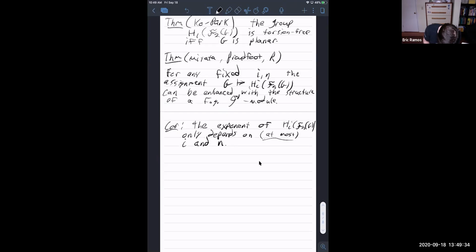So let me just say, in fact, we can get rid of this N dependence. Basically, all that I'm saying is we can actually get rid of the N dependence. So for graph configuration spaces, for any number of points, the kinds of torsion which appear in HI only depend on I.